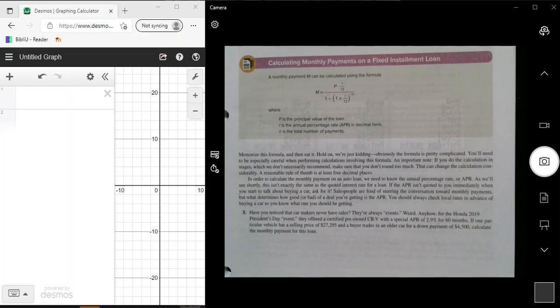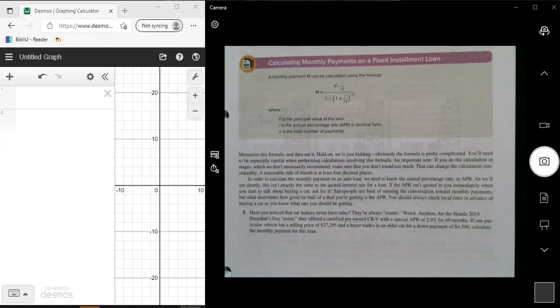An important note, if you do the calculation in stages, which we don't necessarily recommend, make sure that you don't round too much. This can change the calculation considerably. A reasonable rule of thumb is at least 4 decimal places. Now, let me explain this to you. Because you all can use Desmos, you have no reason to do this in steps. And when you're calculating this, I suggest that you put everything in the calculator and then only round the final answer, not in stages like they're talking about here.